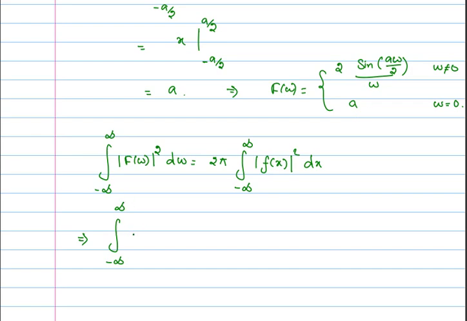process also we can write the same thing only. So we can write 4 sin square a omega divided by 2 divided by omega square d omega equals 2 pi times the integral from minus a divided by 2 to plus a divided by 2. The reason is f is supported only between minus a by 2 and plus a by 2. So 1 times 1 square is also 1, so dx will come.